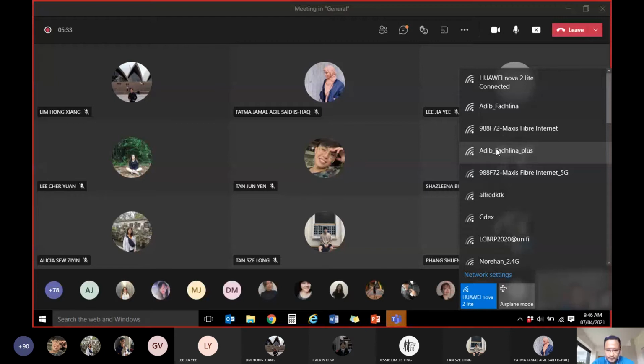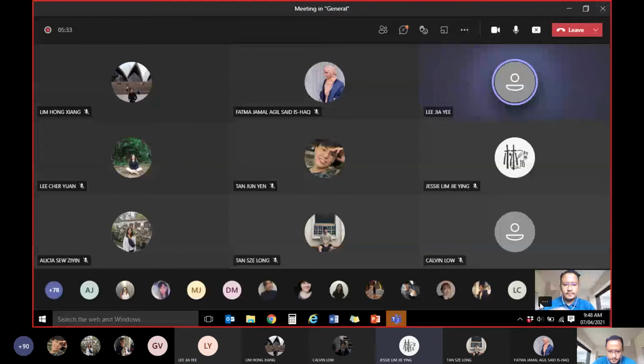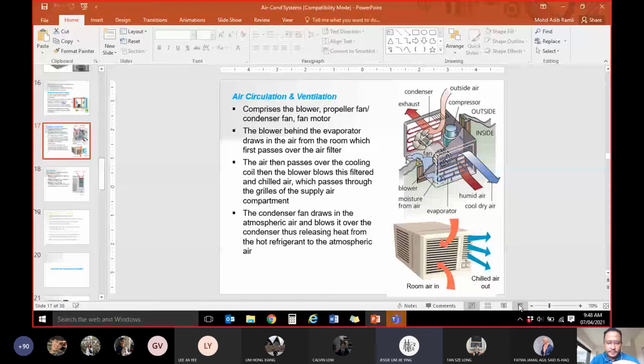This is how it looks from the inside of the room. So basically the air inside the room is filtered. There's a filter behind this thing, filtered, and then it is actually... Sir, you're not on the slides. Oh, okay. Really? Yes, sir. You're not on the slides. You're on Teams. What about now? Can already. Okay.